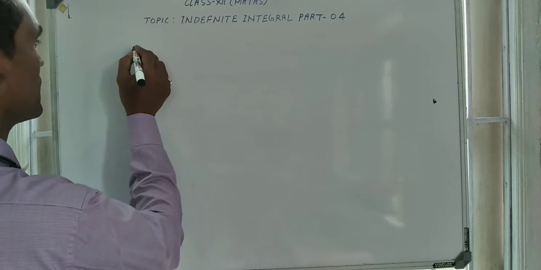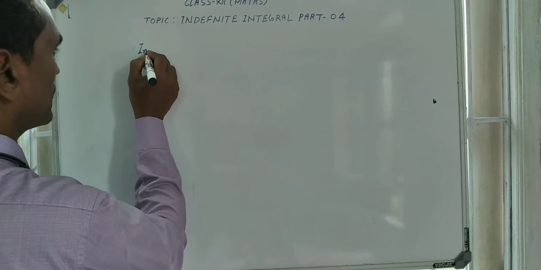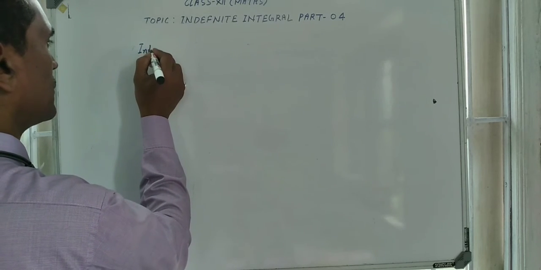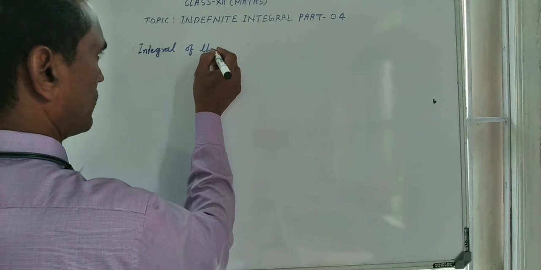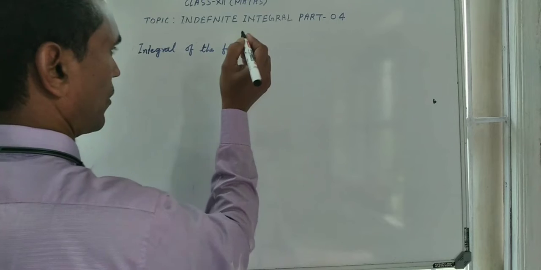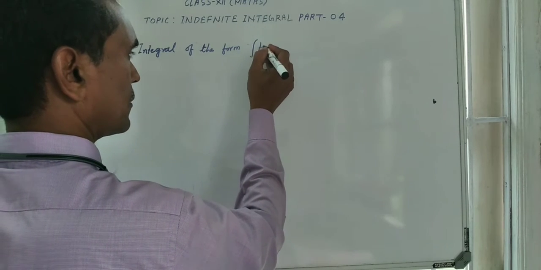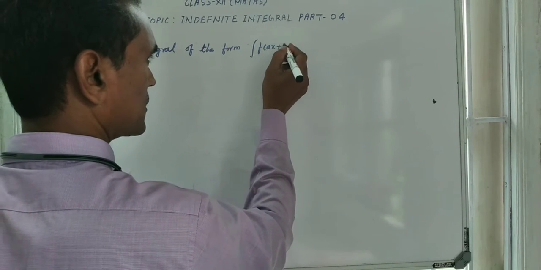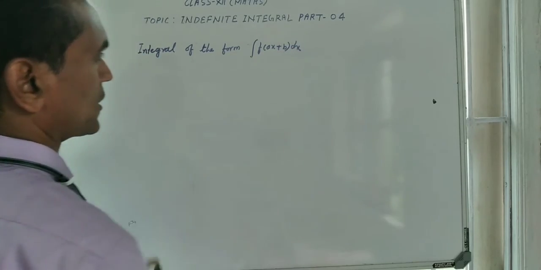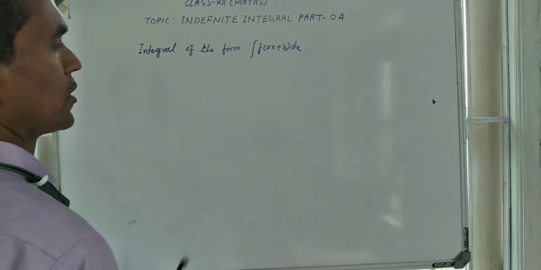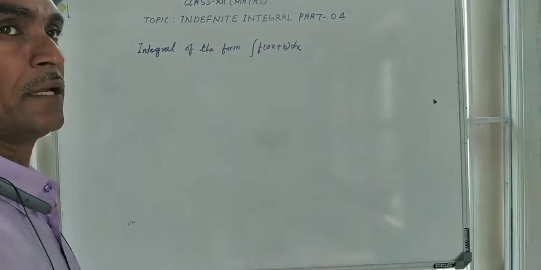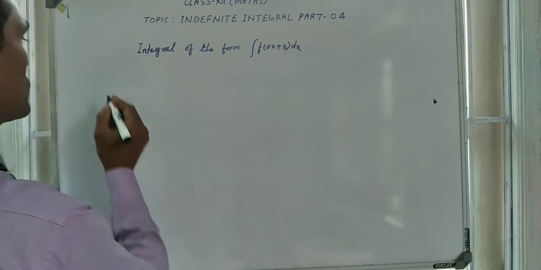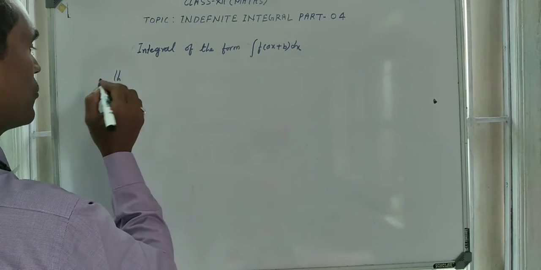Next, integral of the form f of ax plus b dx. If a function is given, f is a function of ax plus b, not x. So x has been replaced here by ax plus b. So let us prove one theorem.